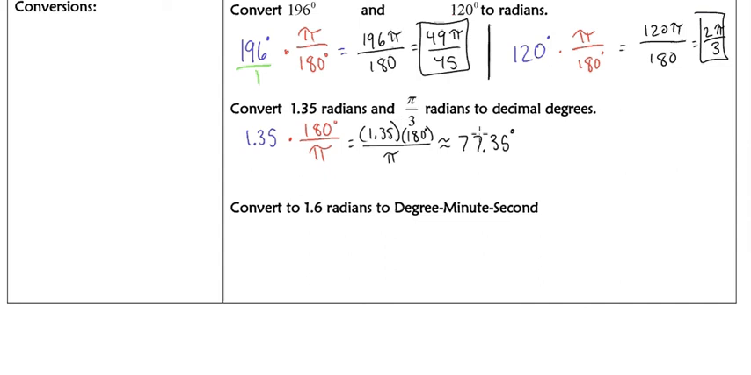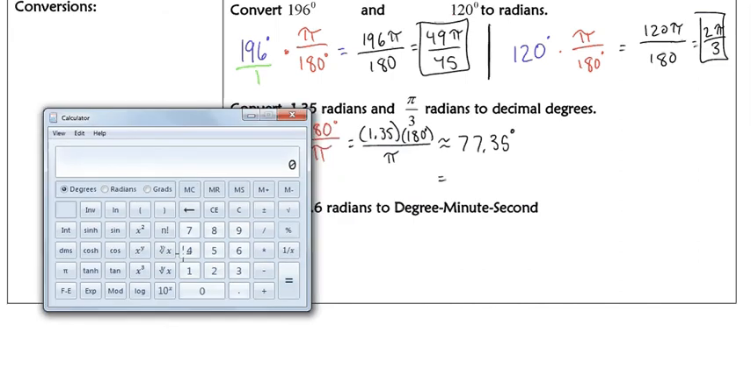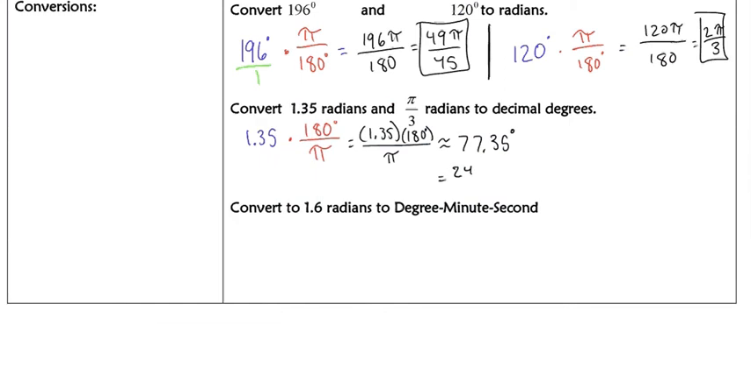You could leave it as 1.35 times 180 over pi to have your exact number. So exactly, let's grab the calculator real fast. 1.35 times 180 gives you 243. So this is exactly 243 over pi degrees. That would be your exact number there. But it's right around 77.35 degrees. All right, there's part one.